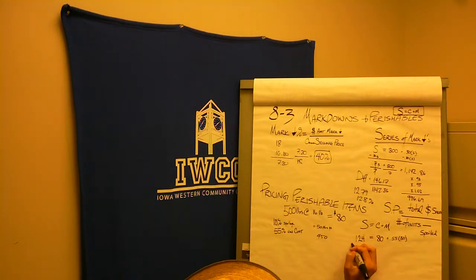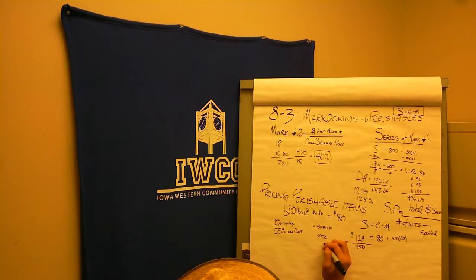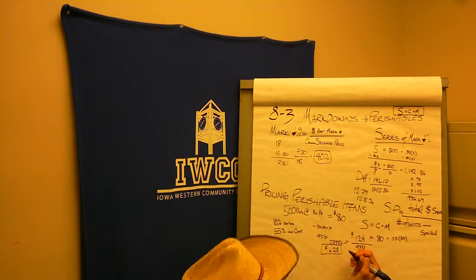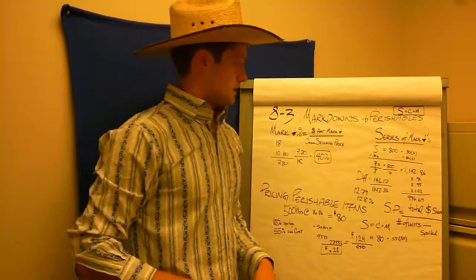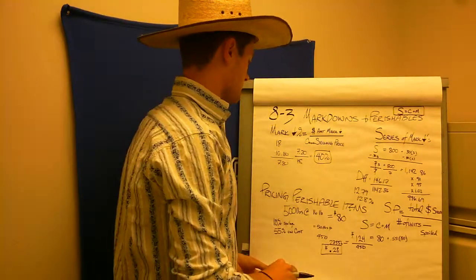Well no, we then divide by 450, because that's what he's actually going to be able to sell after the spoilage. So 124 divided by 450 equals about 0.27556. So you could say 28 cents is what he's going to get per pound. So that's kind of how you do a perishable problem.